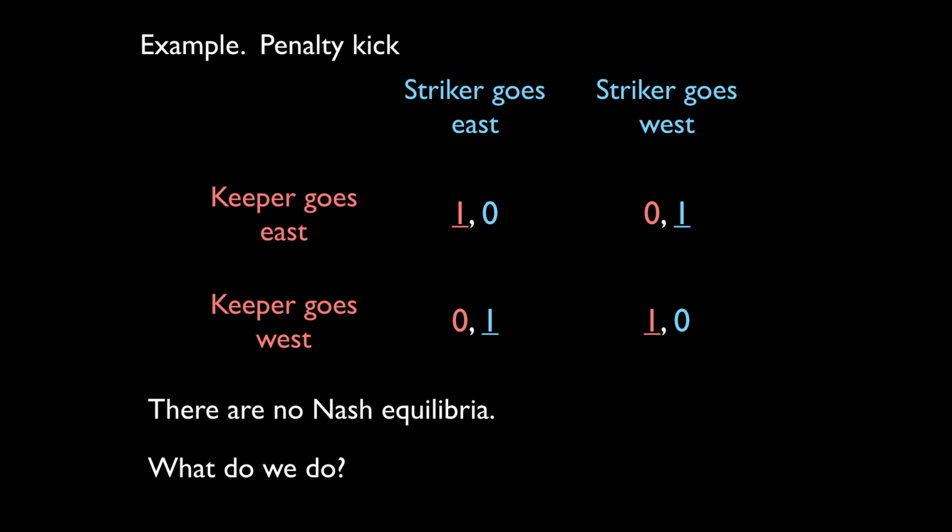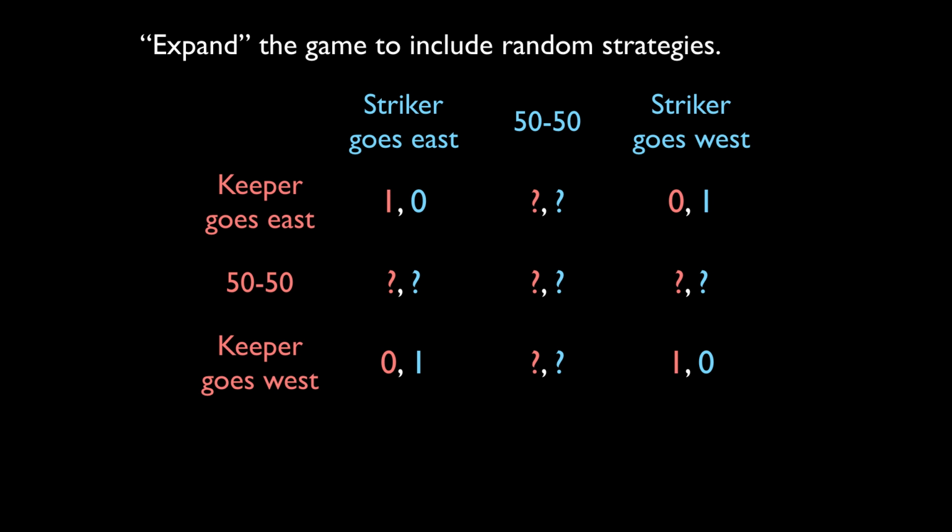Okay, so what we're going to do is talk about randomization. We have our original game where the striker could either go east or west. But we're going to add a randomized strategy. By 50-50, I mean half the time I go east, half the time I go west. Make sense? It seems like in the original game, no one's going to go east all the time or west all the time, right? People are going to randomize, so I'm going to throw that in as a strategy.